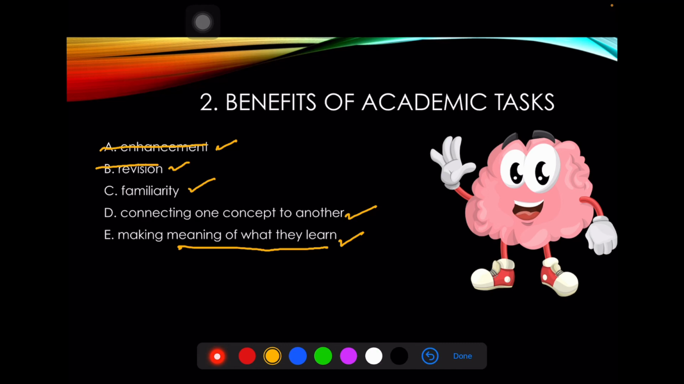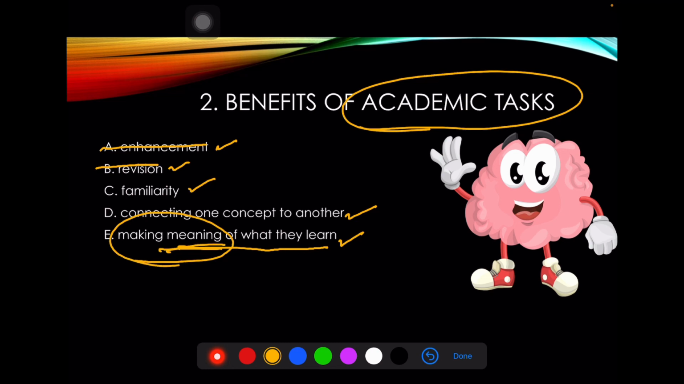If they are looking at VAK, then the visuals will be drawing mind maps. The auditory might be recording his or her voice and turning it into a podcast. So making meaning. When we talk about academic tests, each and every one of you will have a different definition or understanding of what academic task is, and then you're trying to make meaning. So academic task is so and so and so. Another person, oh, academic task is actually homework. Another one is, I don't understand academic task. So that is what we call as making meaning.